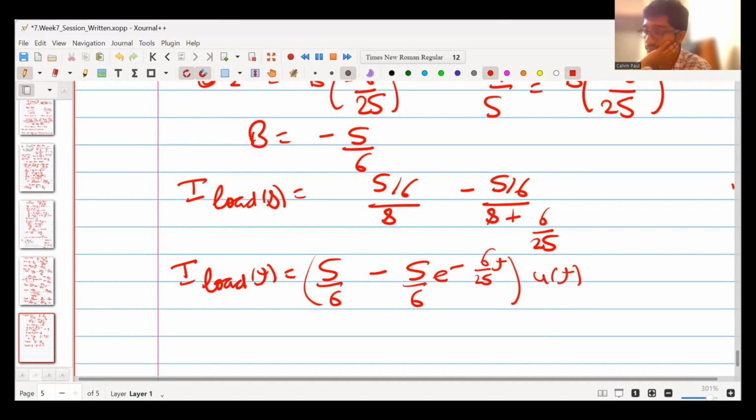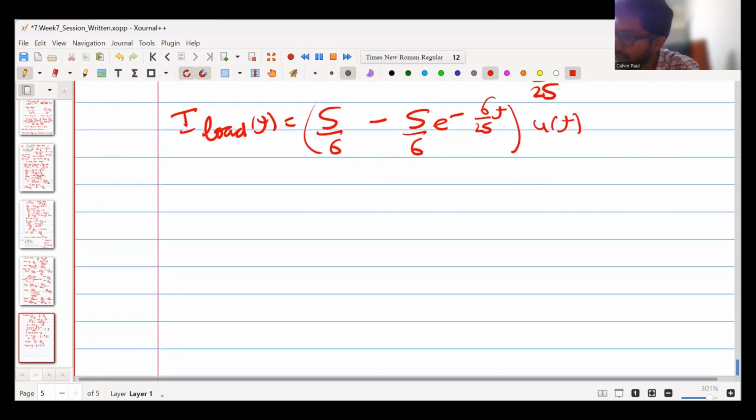So that's how in this circuit you should know Laplace transforms, and partial fractions also is very important. Now there's a shortcut.